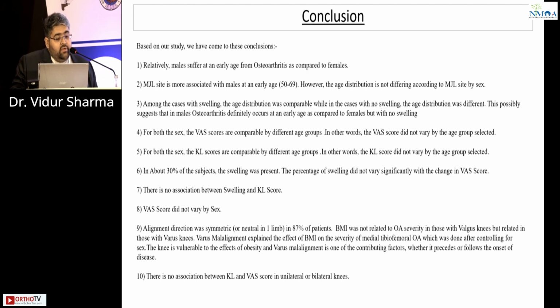In about 30% of the subjects, swelling was present. The percentage of swelling did not vary significantly with the change in VAS score. There is no association between the swelling and KL score. VAS score also did not vary with the sex.